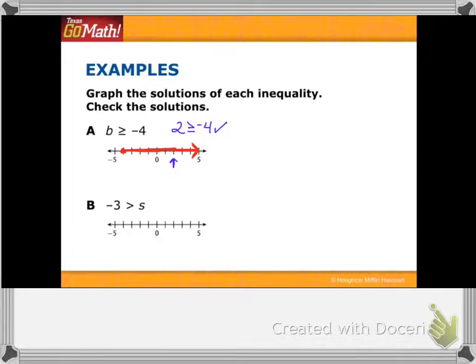You are required to do a check. I should see a check for everything that you do. Every time you shade on a number line, I want to see that check. So let's look at this second problem.